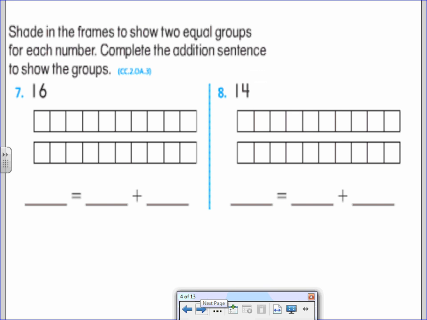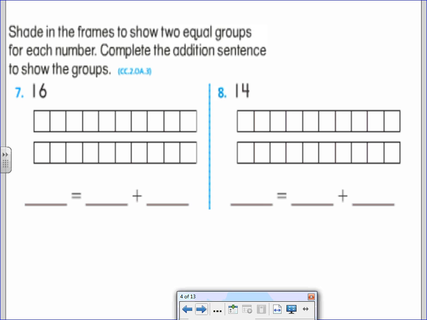Okay, next you had to shade in the frames to show 2 equal groups for each number. A couple of children asked the question, do I have to do the up-down on this? Well, let's see. Let me try it without, and let me try it with up-down and see what happens. Then I have to complete an addition sentence. My first one is 16. I'm just going to model this one for you. I'm going to use my red marker so we can see.